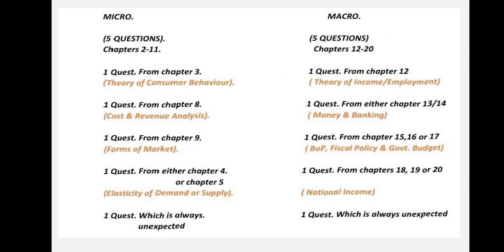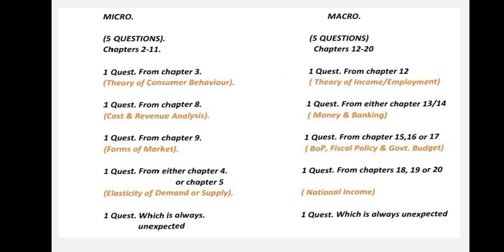One question from either chapter number 4 or chapter number 5, that is either elasticity of demand or elasticity of supply. And one question, students, will always be unexpected. You do not know from which section, from which chapter they can ask. It can also happen that they can repeat the question from the above chapters.